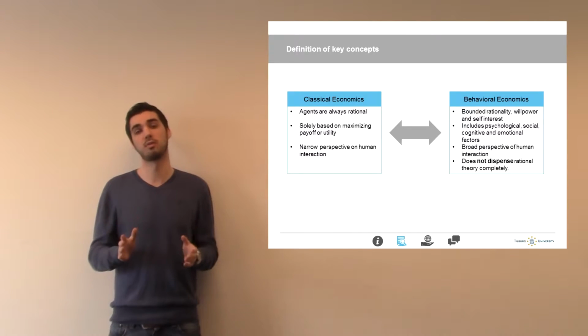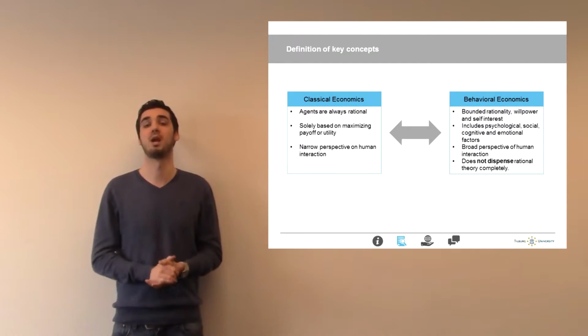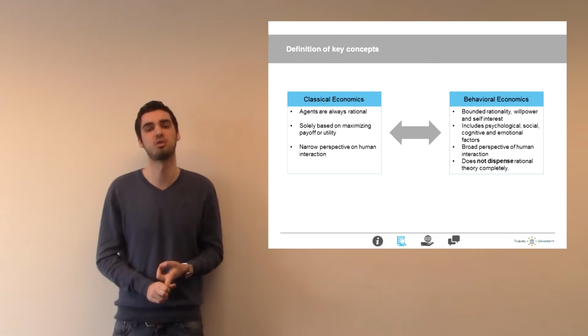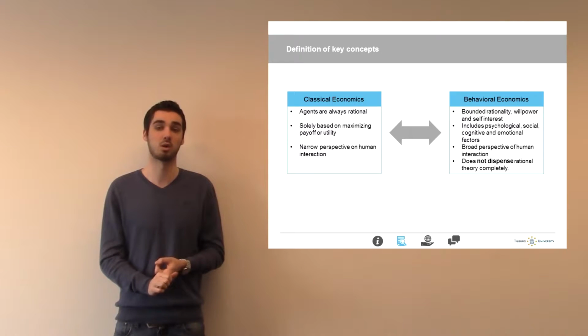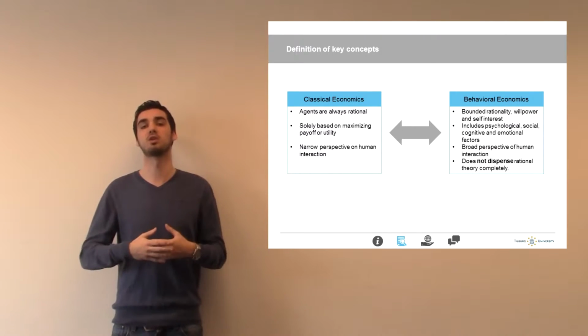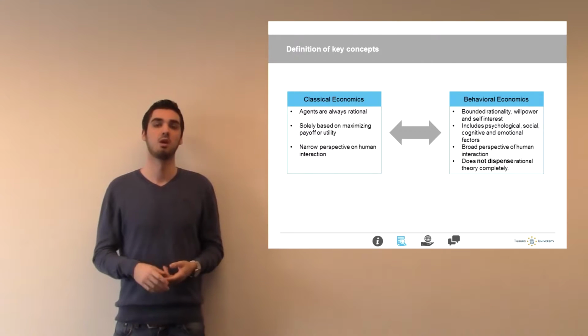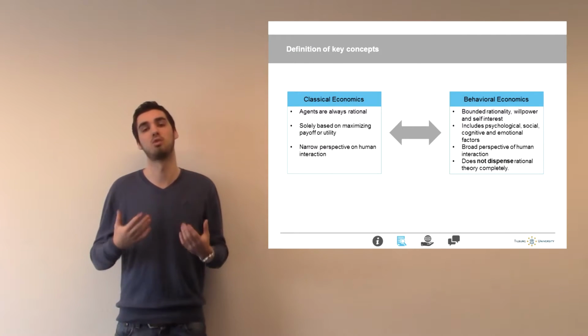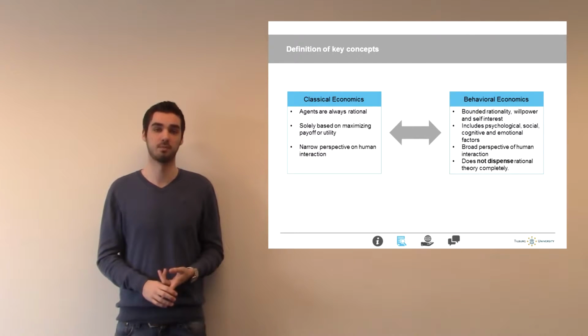Then, if they would have cooperated, we could have explained it by behavioral economics, because behavioral economics considers agents to have a bounded rationality, a bounded willpower, and a bounded self-interest. So agents do not act rational at all times. It includes more psychological, social, cognitive, and emotional factors. And it's a more broad perspective of human interaction.